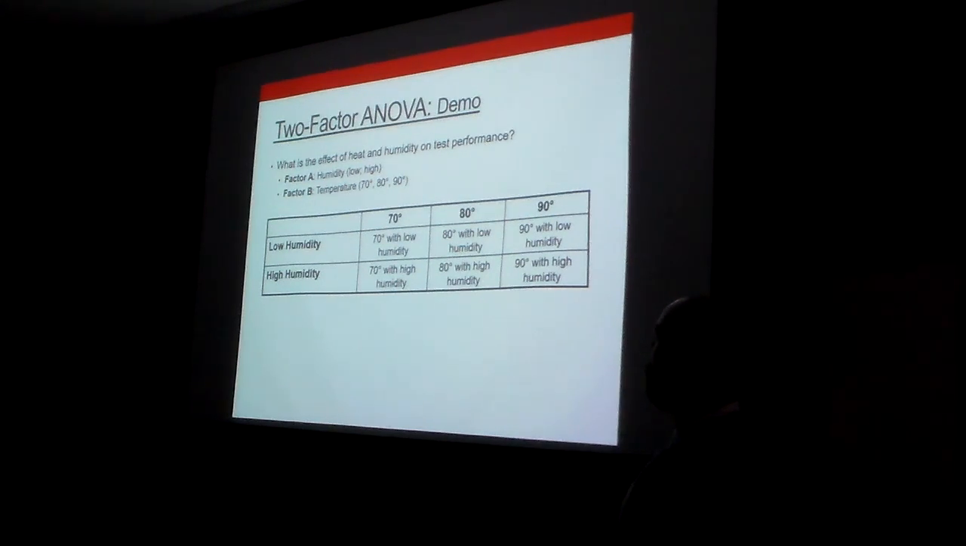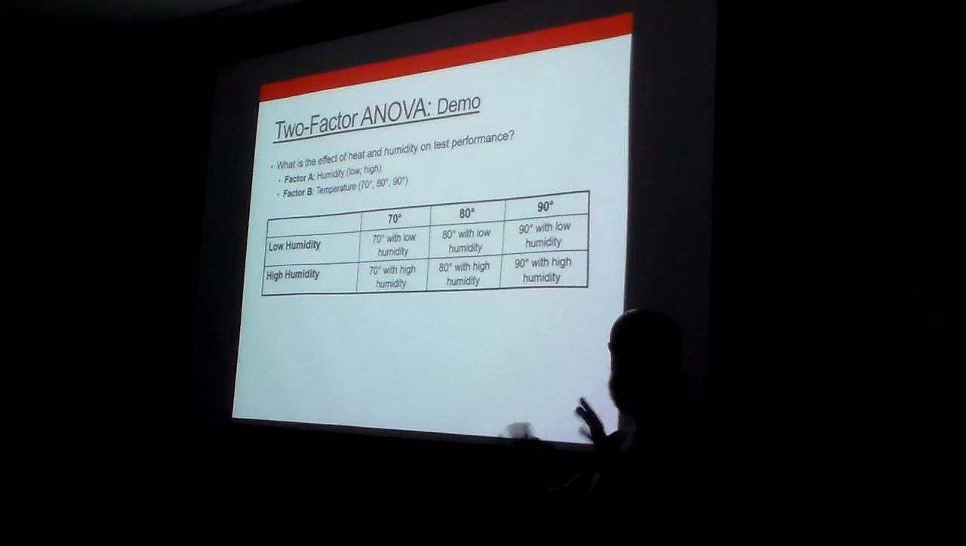So what kind of factorial design are we working with here, Kate? A 2 by 3. This is a 2 by 3 factorial design. We've got two levels to our first factor, humidity, low and high. We've got three levels to our temperature factor: 70, 80, and 90 degrees at low humidity, and 70, 80, 90 at high humidity. We've fully crossed these. This is a fully factorial design. Do people see how this all fits together?